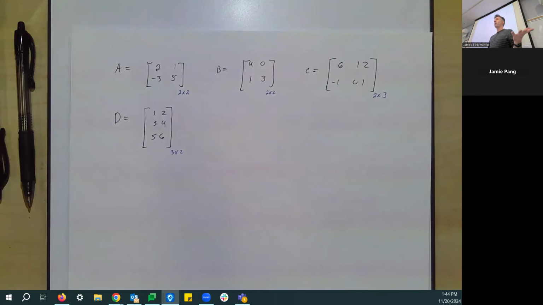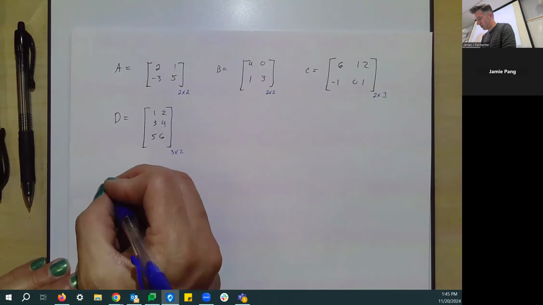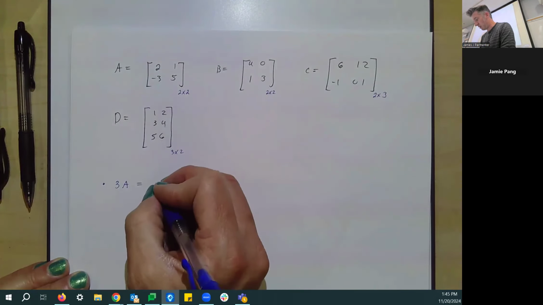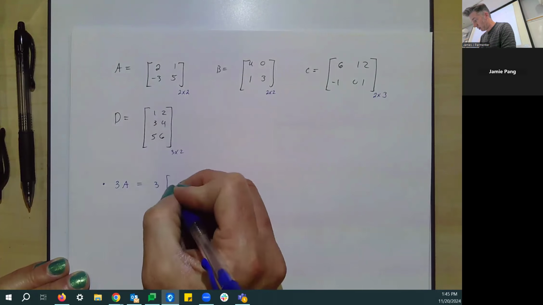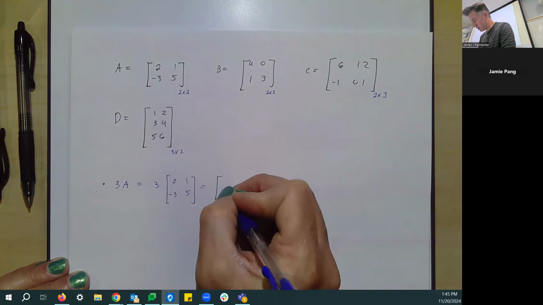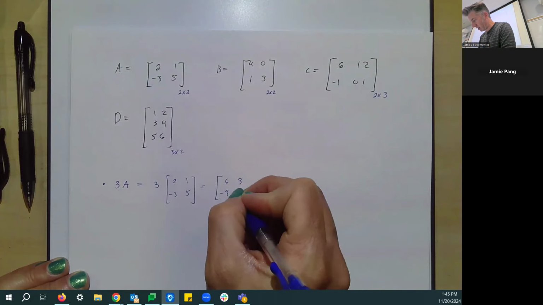We can multiply a matrix. So matrices act a lot like vectors in that you can do the same sort of things with scalars. You can multiply a matrix by a scalar, which is just going to multiply every component by that scalar. So for example, if I want to see what the matrix 3 times A was, well, that's just going to be 3 times each component, which is going to give me the matrix 6, 3, negative 9, 15.